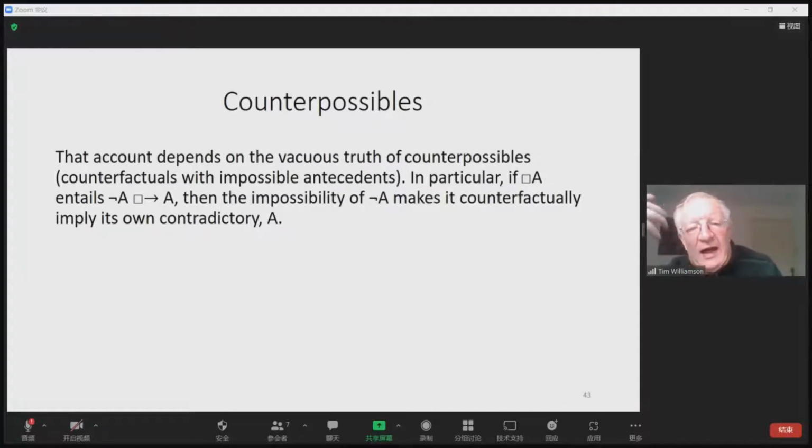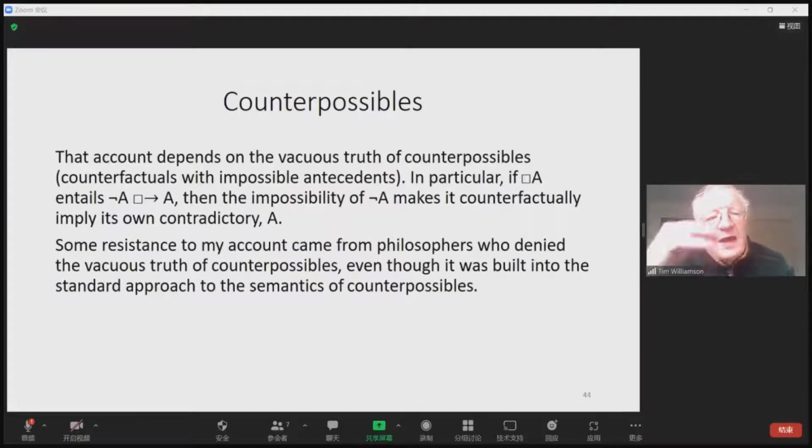In particular, if necessarily A entails, if not A were the case, then A would be the case, then what's going on is that the impossibility of not A, which is equivalent to the necessity of A, makes not A counterfactually imply its own contradictory. So that principle about the vacuous truth of counterpossibles is really important for these equivalences which I was using.